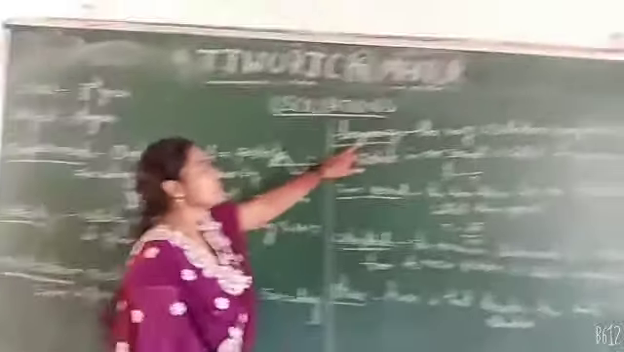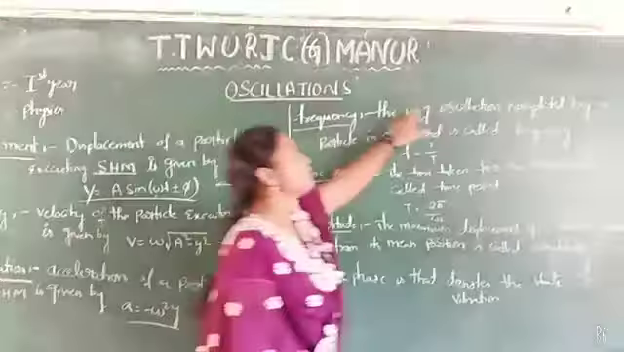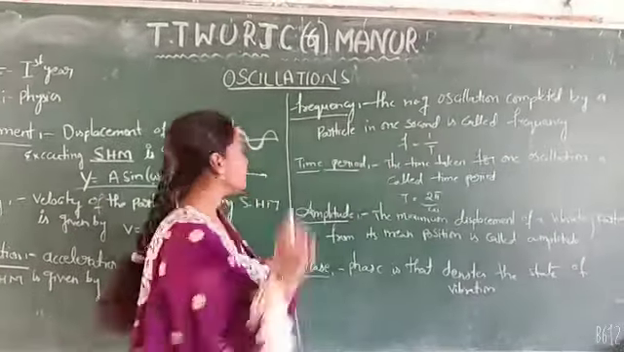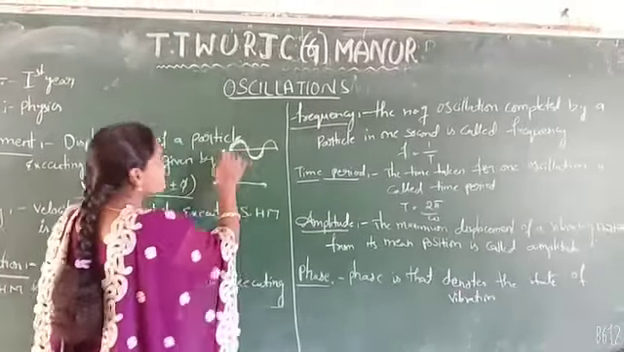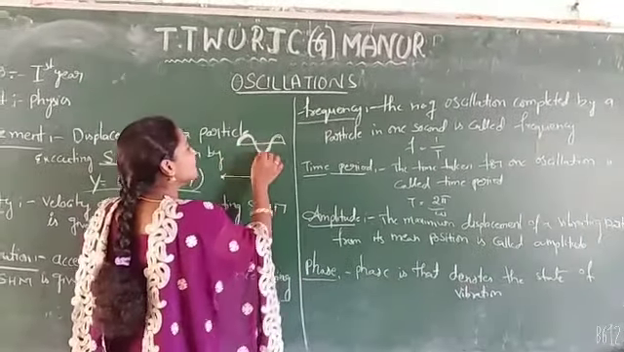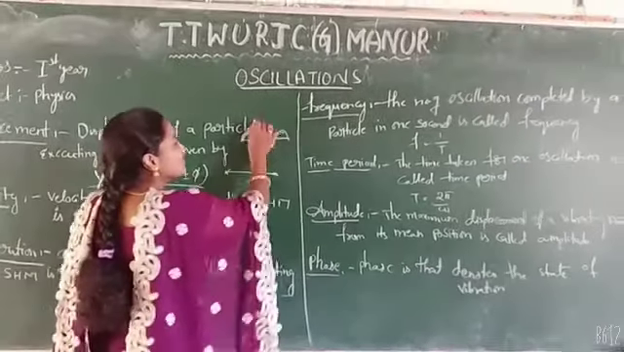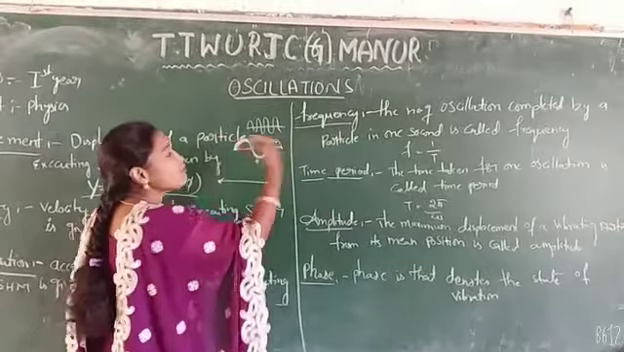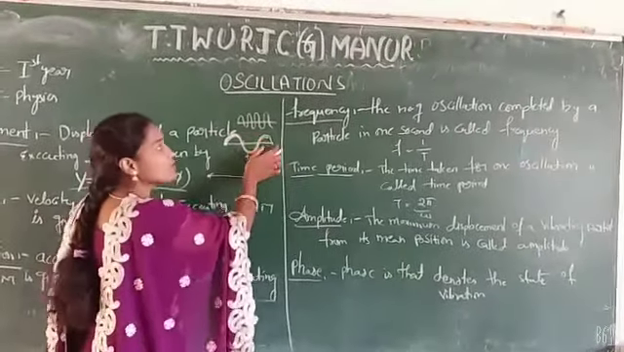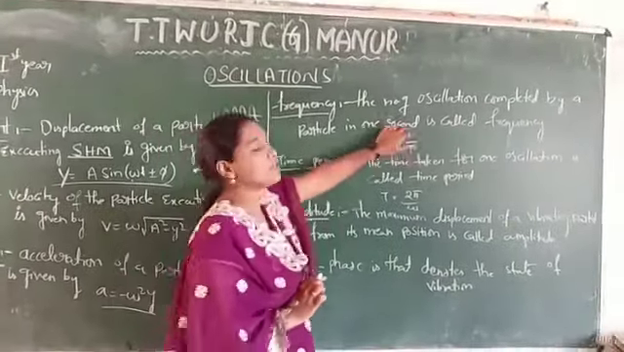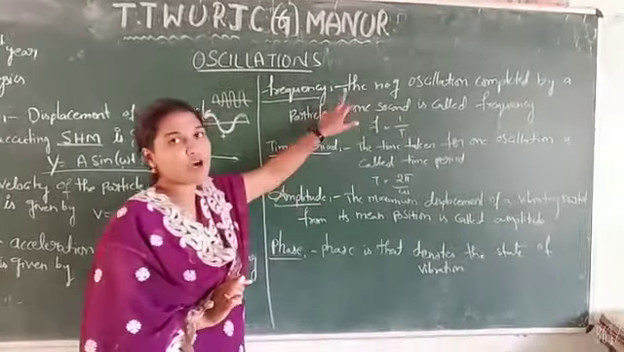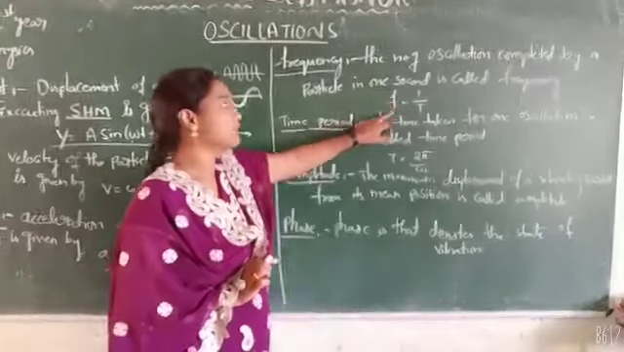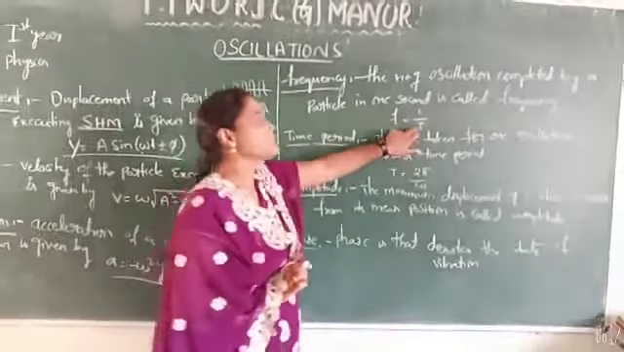Now see, frequency. What do you mean by the frequency? The number of oscillations completed by a particle in 1 second is called the frequency. Let us assume here it is moving from here to here in 1 second. So if the number of oscillations is more like this, that means the frequency of the particle is more. So frequency is denoted with f is equal to 1 by time period. We can calculate with how much frequency the particles are moving by using f is equal to 1 by T. So T here is the time period.